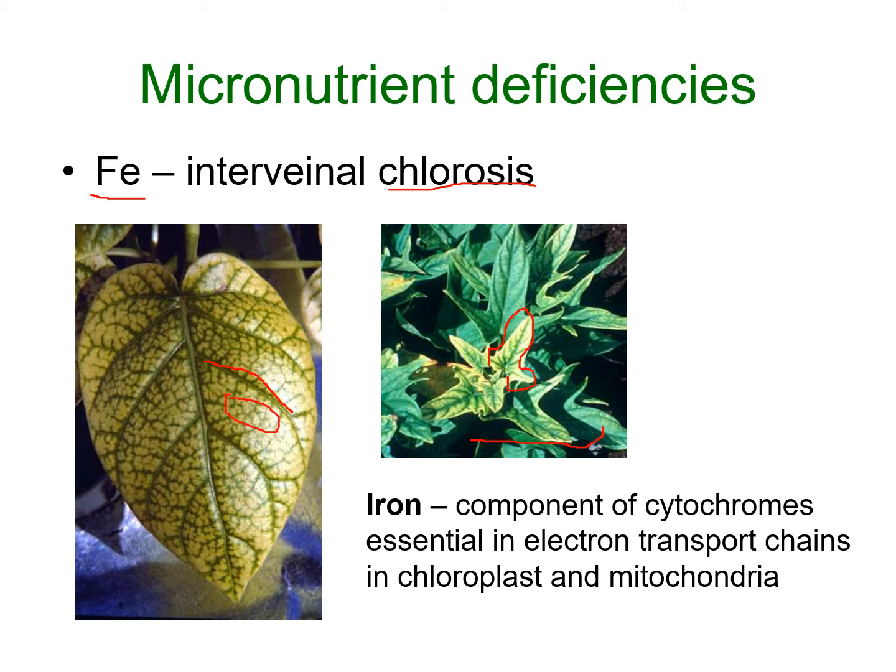So you can see along the major veins it's still dark green, but between the veins here, that's where you get that yellowing. And the reason that iron is so important is it's a component of cytochromes. So cytochromes are essential in electron transport chains, both in the chloroplast for photosynthesis and in respiratory electron transport chains in the mitochondria. So without iron, no cells can do any kind of major energy transport processes, and they can't really make energy without iron.